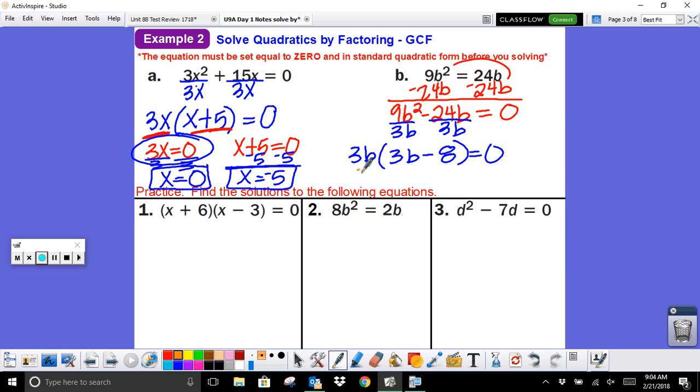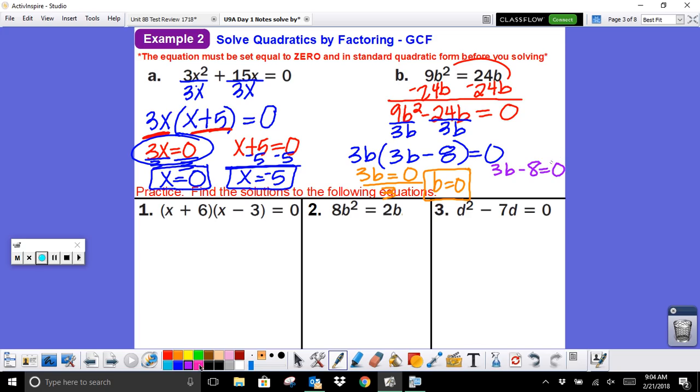So I'm going to have 3b equals 0. I'm going to divide by 3. So b equals 0. Okay, that's one of my solutions. Now I'm going to do 3b minus 8 equals 0.